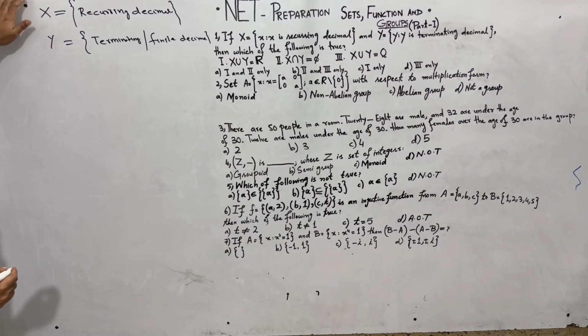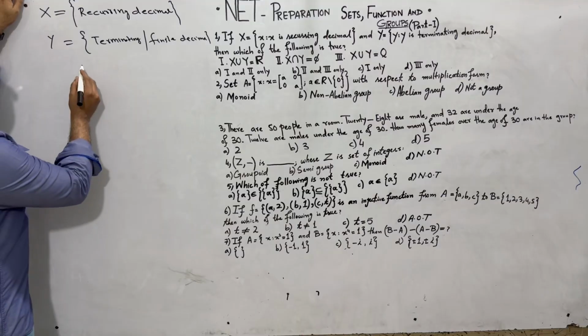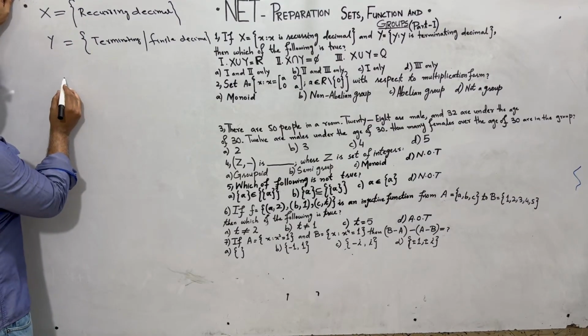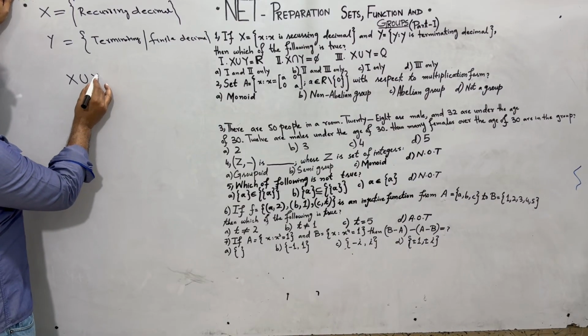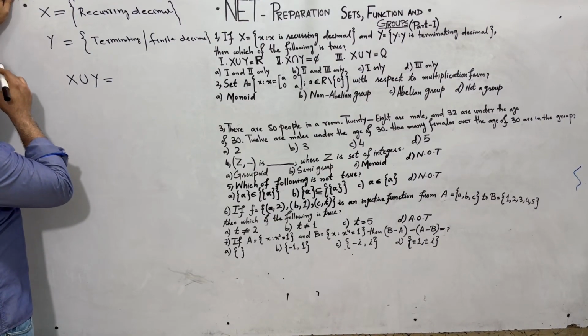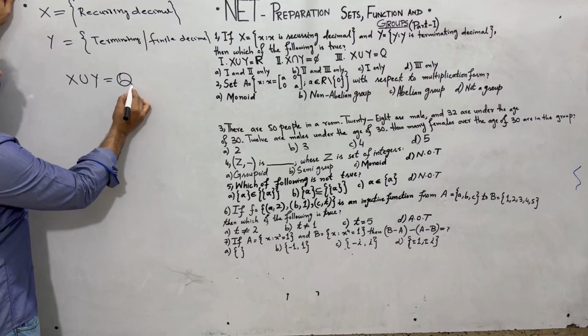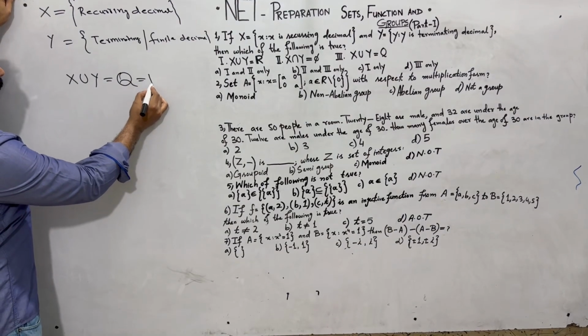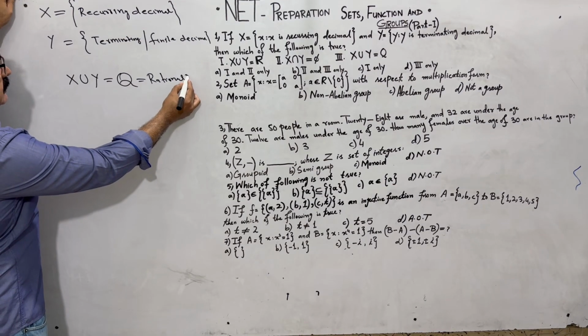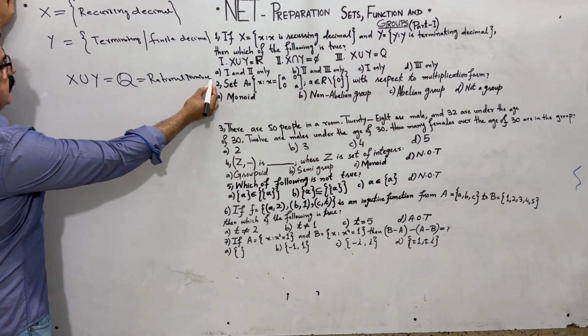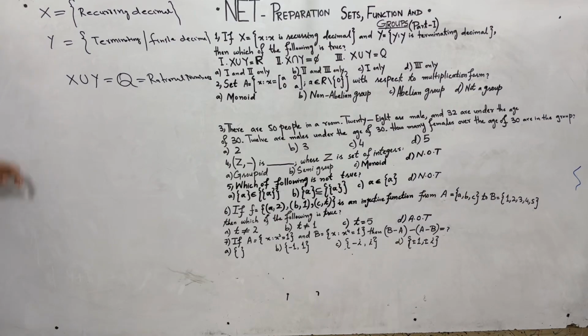These are both definitions of a rational number. Means x union y, the union of x and y, is tantamount to Q, the set of rational numbers. That is the definition of rational numbers.